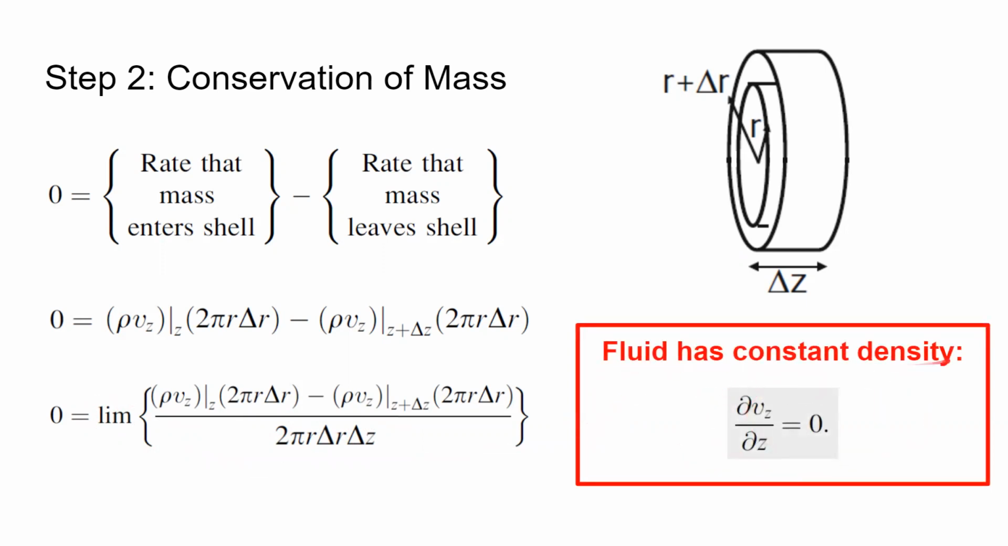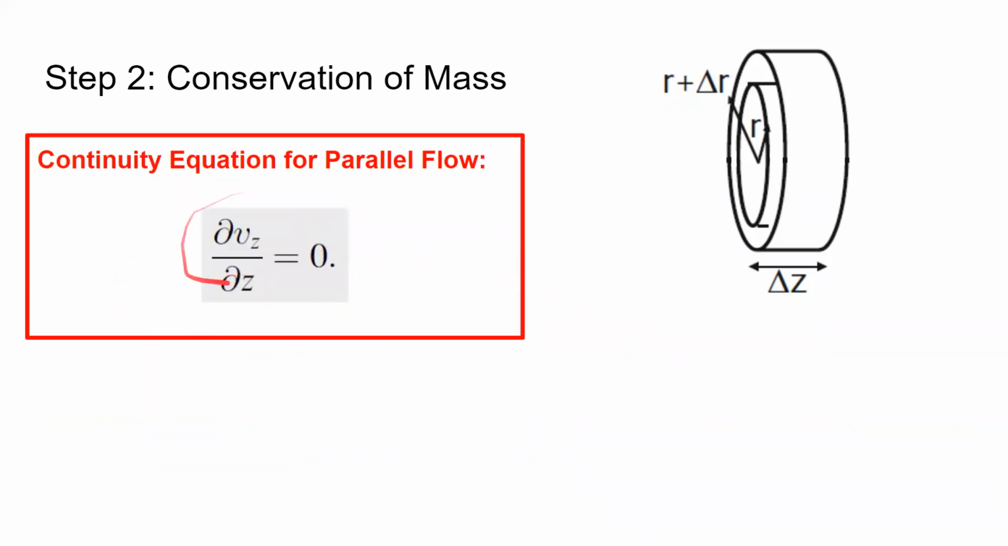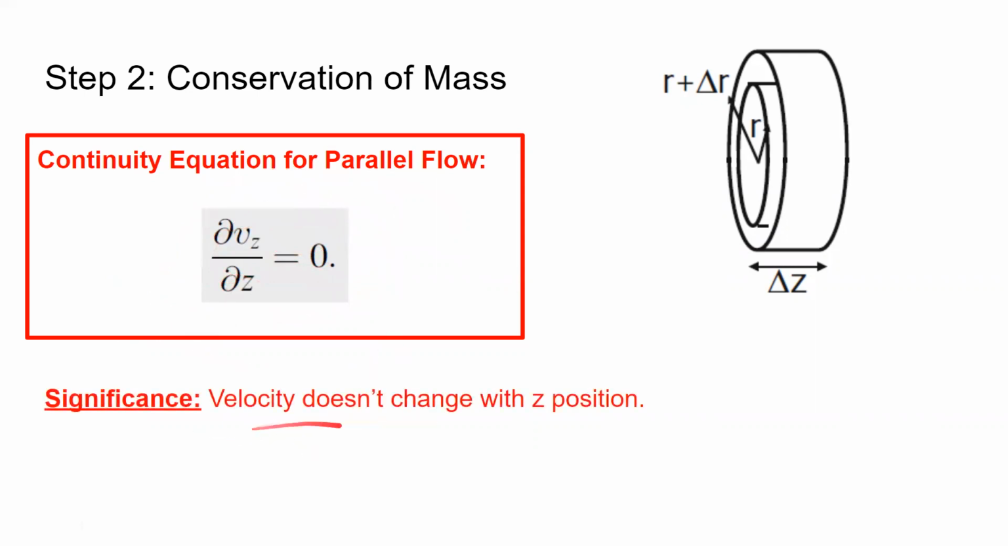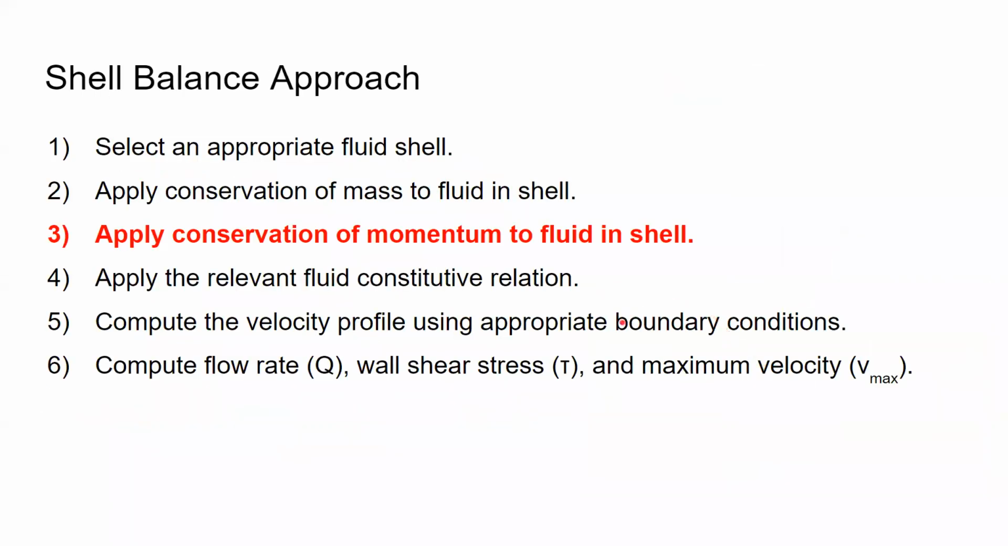We know the fluid has constant density from the problem. So we know the change in velocity over the change in the Z direction is equal to 0. And once again, this is an important result, the continuity equation. We are determining that velocity doesn't change with Z position. So the velocity over here is the same over here, regardless of the Z position. That is great. Awesome. So let's move on.